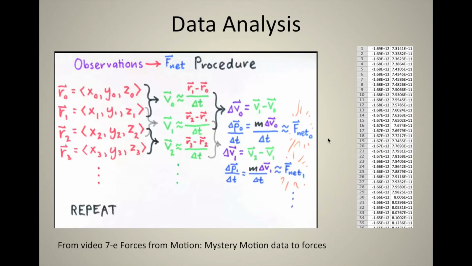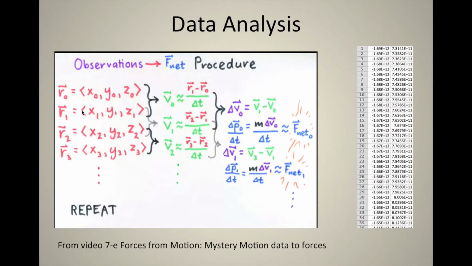Now, to do this is quite simple, but requires a few steps. We know that F net is equivalent to delta P over delta T, and we know that delta P over delta T is equal to the mass of the object times delta V over delta T. Since mass and delta T are given, all we are concerned about finding from the motion data is delta V. In order to find delta V, you need 3 position points.